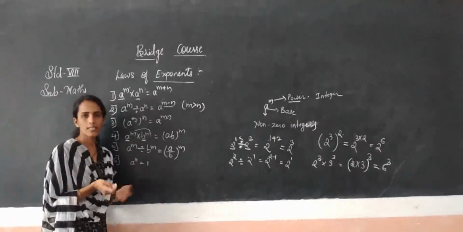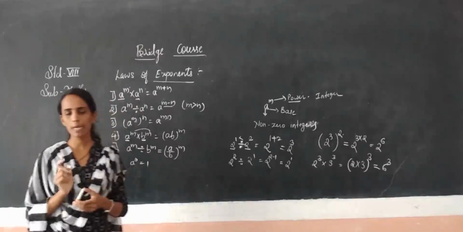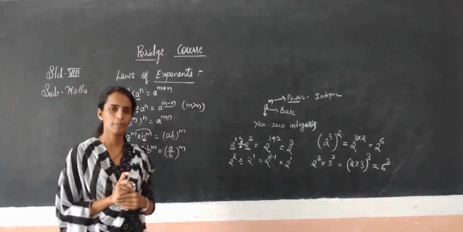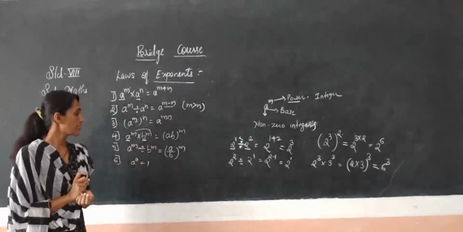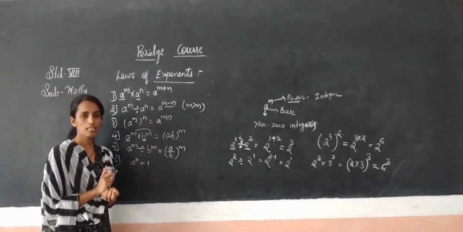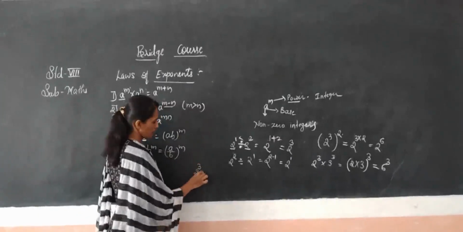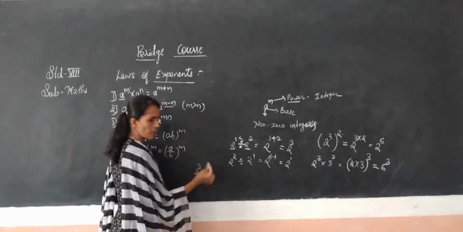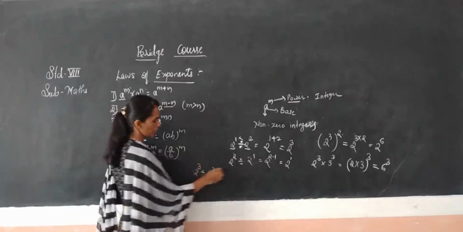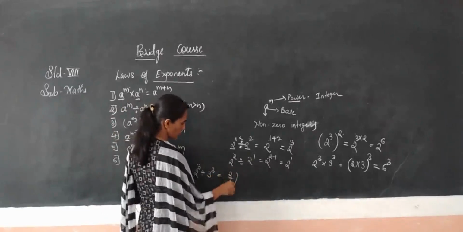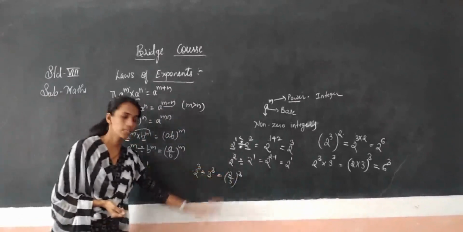Similarly, a to the power m divided by b to the power m gives us a by b whole to the power m. Here also the bases are different and the integer exponents are the same. So 2 to the power 3 divided by 3 to the power 3. I have taken the same example here. That will be 2 by 3 whole to the power 3. So we write it in the form of division.